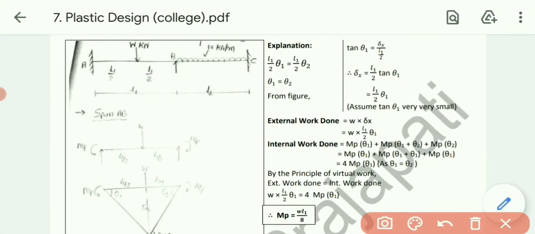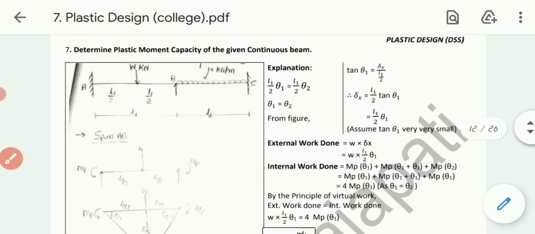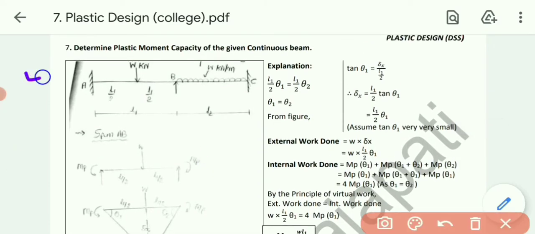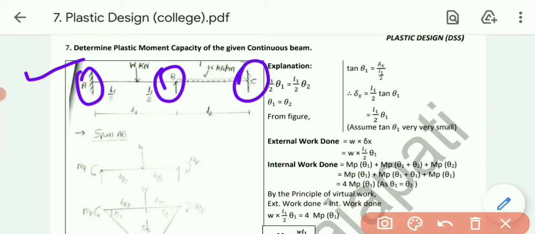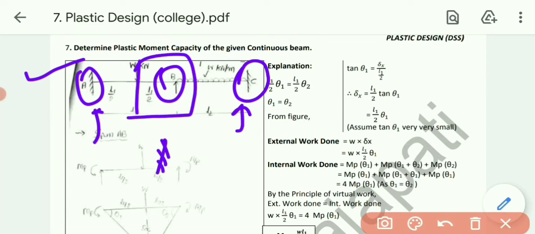Now as you can see in the figure, just a minute, example number 7, determine the plastic moment capacity of the given continuous beam. Okay, now at A, B, C, 3 supports are there, so it will be the continuous beam. Now this time at A and at C, fixed supports are there, and B, because of the intermediate support, will also act as a fixed support. So ultimately the individual spans, AB as well as BC, both will act as fixed supports.